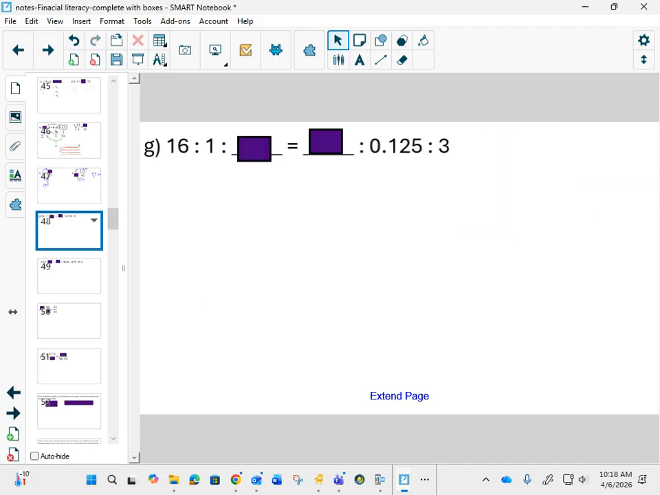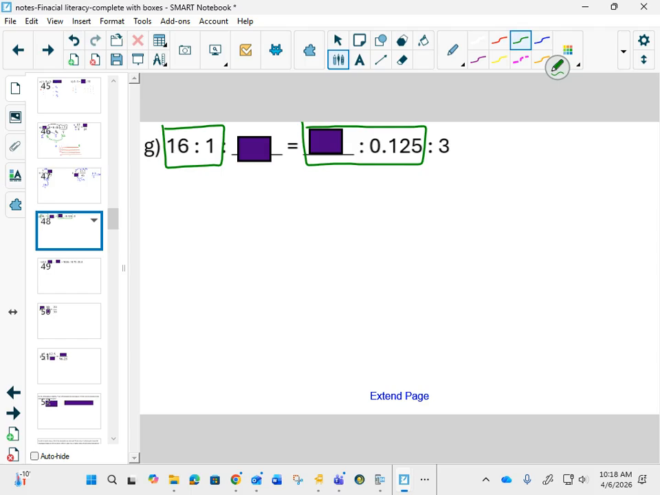A triple ratio. So I had to think about this for a second. Okay, check this out. This is one ratio, which is going to match up with that ratio. 16 to 1, that's the first part of the ratio, has to be the same as this.